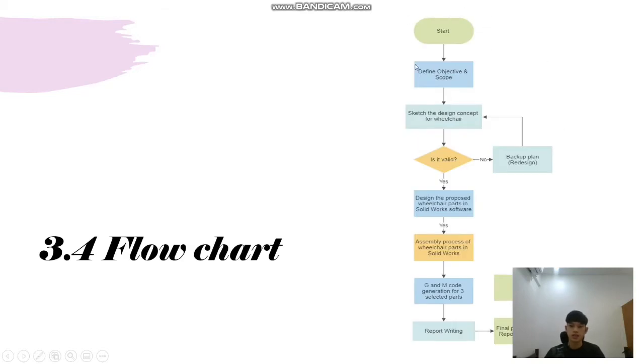First, start. Define objective and scope. Sketch the design concept for the wheelchair. If valid, proceed to design the proposed wheelchair parts in SolidWorks software. Next is the assembly process of the wheelchair parts in SolidWorks and creating G&M code for the selected parts. Then report writing, then final presentation and report submission.